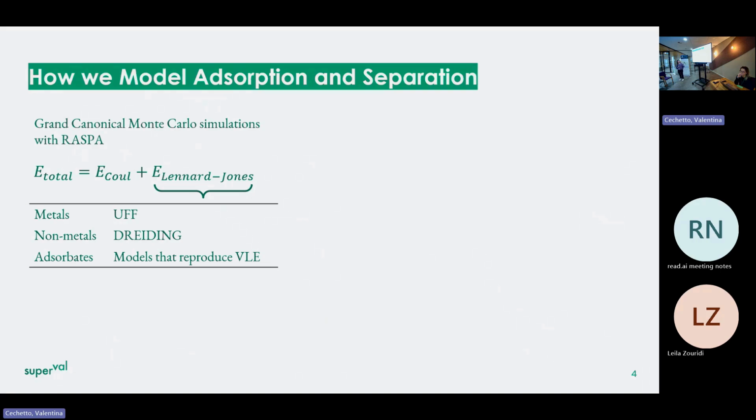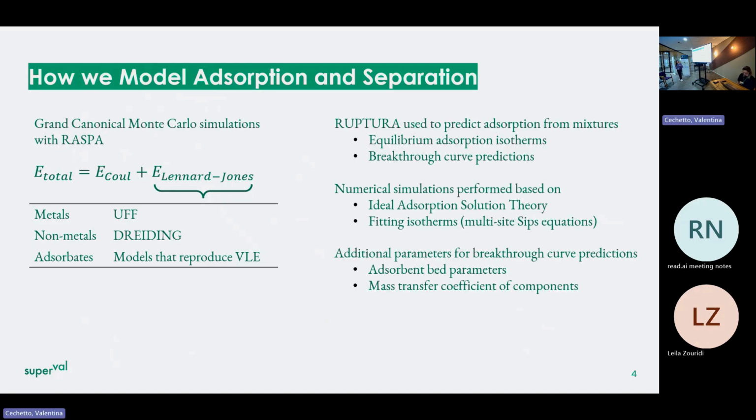And the van der Waals interactions we describe with Lennard-Jones potentials, from which we get the parameters from existing literature force fields that basically are able to reproduce bulk properties. And then we assume that also works when we start mixing it. Of course, this has to be validated. And then separation.